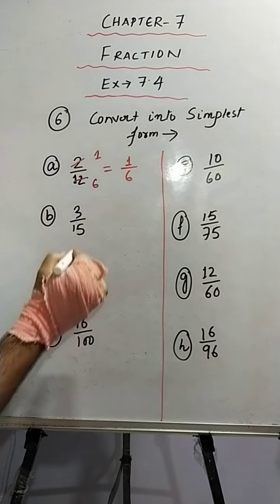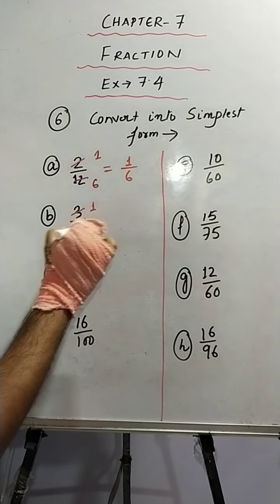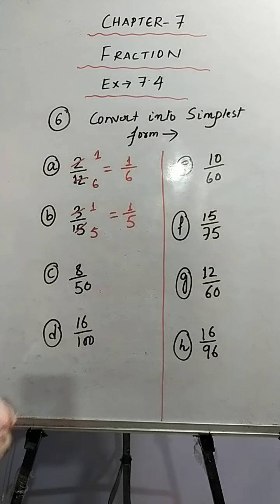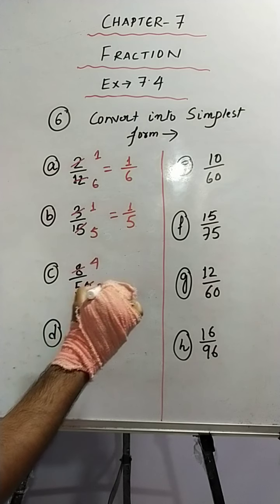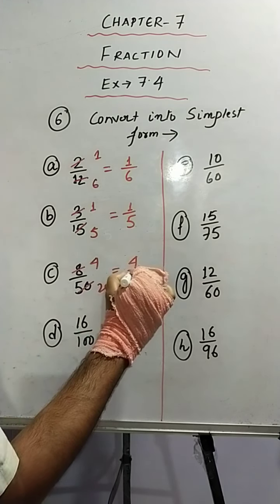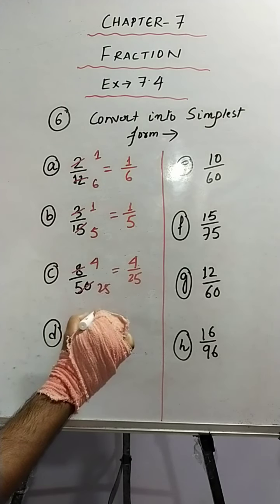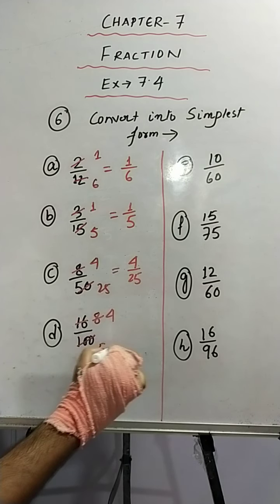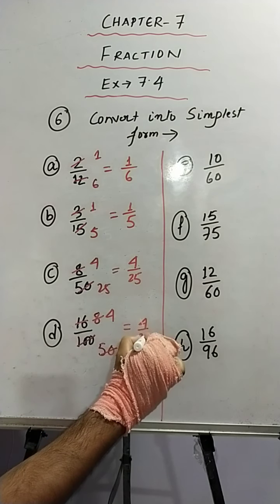Similarly, we'll do this also. These two numbers can be reduced by 3. 3 ones are 3, 3 5s are 15. So the answer is 1 upon 5. Now 8 by 50. Let's start with 2. 2 4s are 8, 2 25s are 50. We cannot reduce more, so the answer is 4 by 25. Now this we can reduce with 2: 2 4s are 8, 2 25s are 50. So your required answer is 4 by 25.